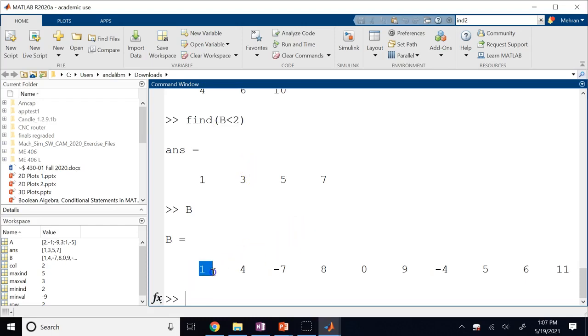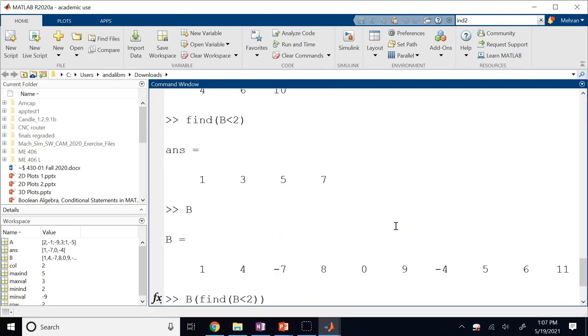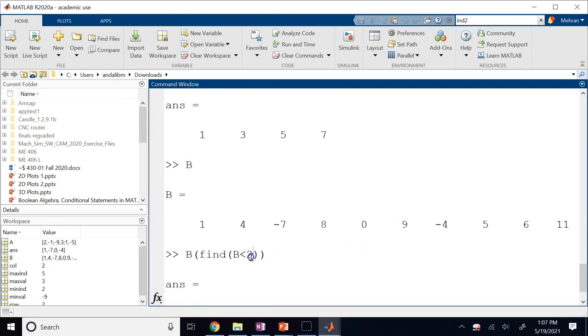If you want the numbers themselves, not the locations, what do you do? You found the locations, right? Now give me the value of b at those locations. And now you get those numbers themselves. Okay, so the command find is very powerful, and you can add more conditions here.